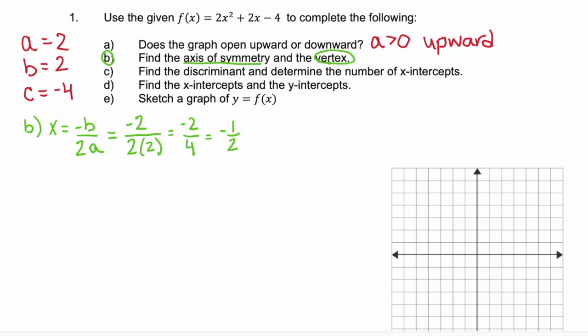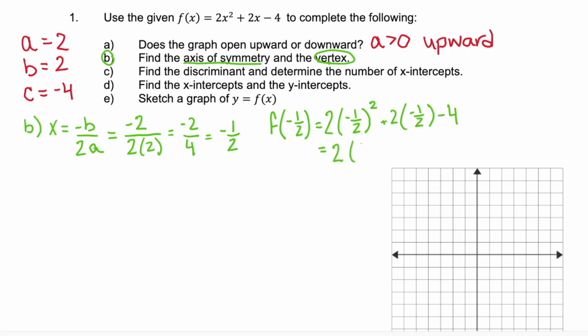Now that's the x value of our vertex. So to find the y value, we need to substitute -1/2 into our given function. So 2 times (-1/2) squared plus 2 times (-1/2) minus 4. And then we just start simplifying until we find that value of y.